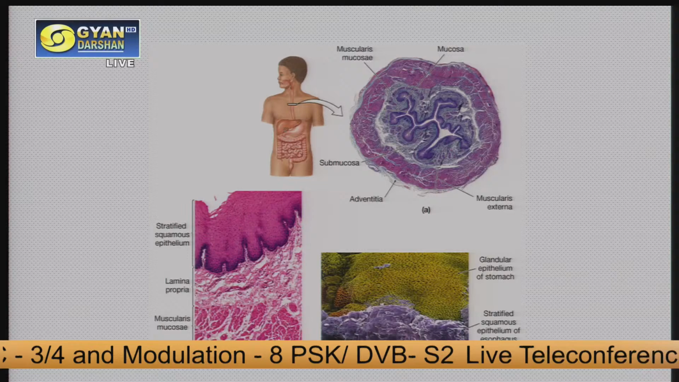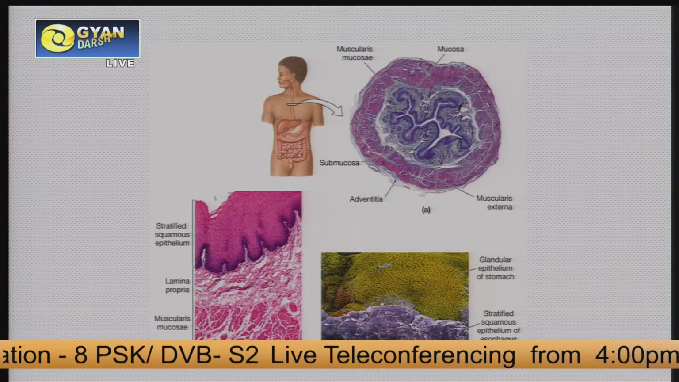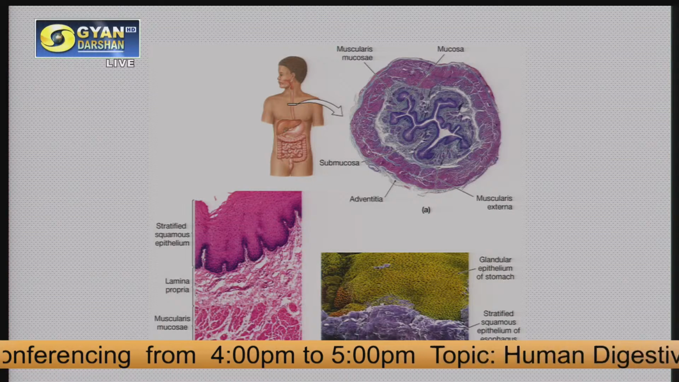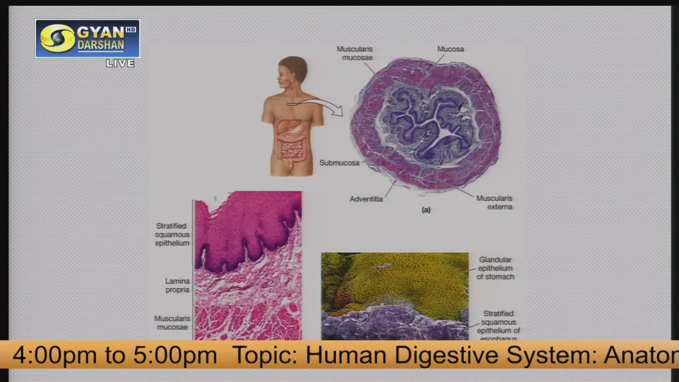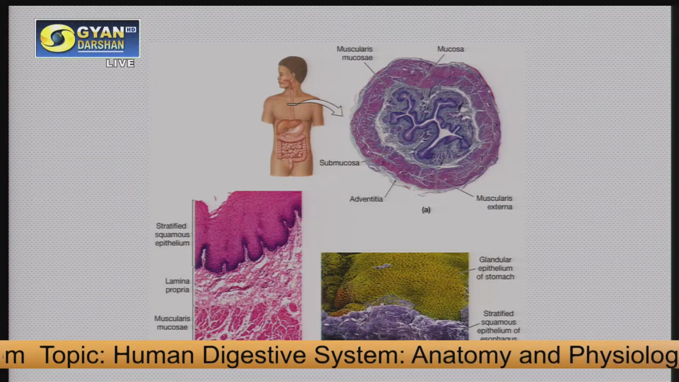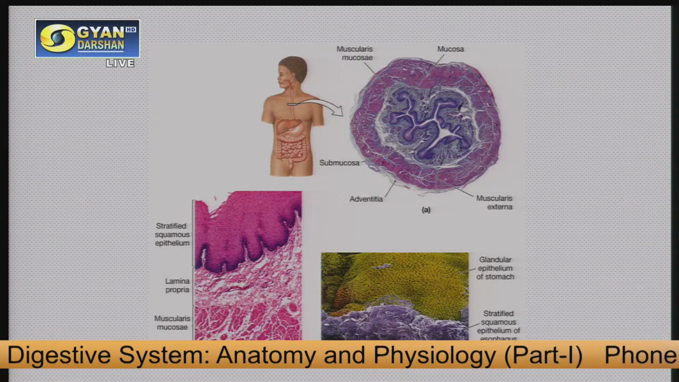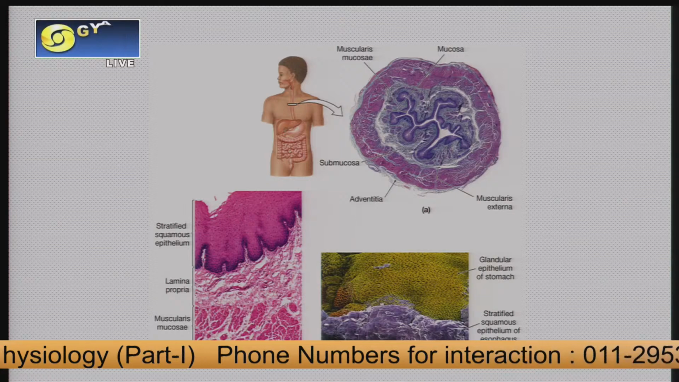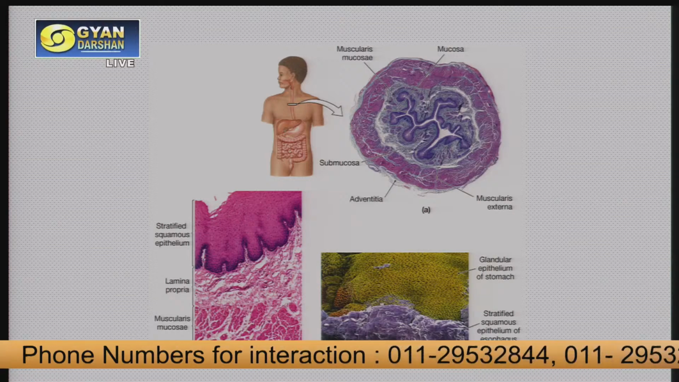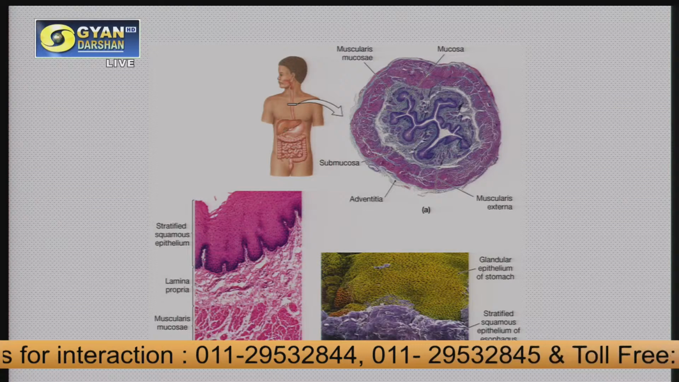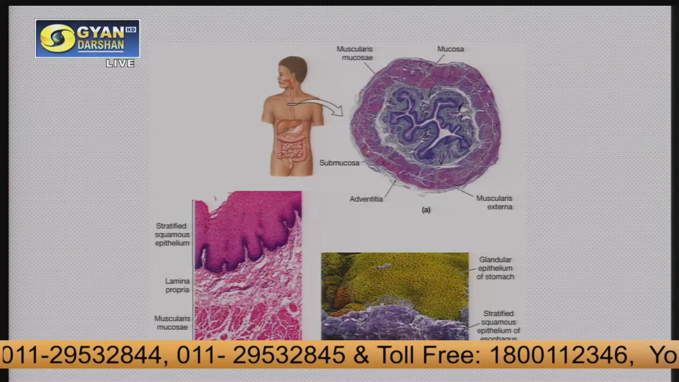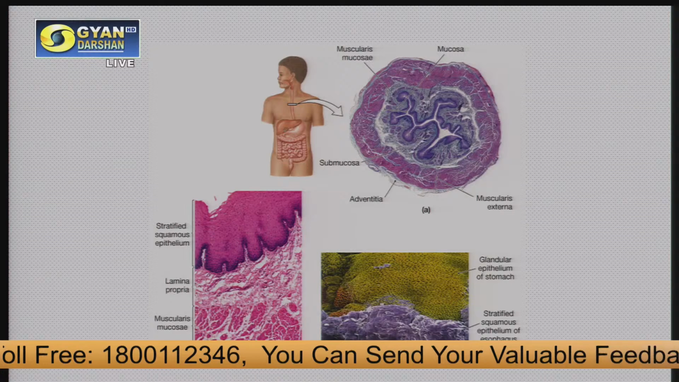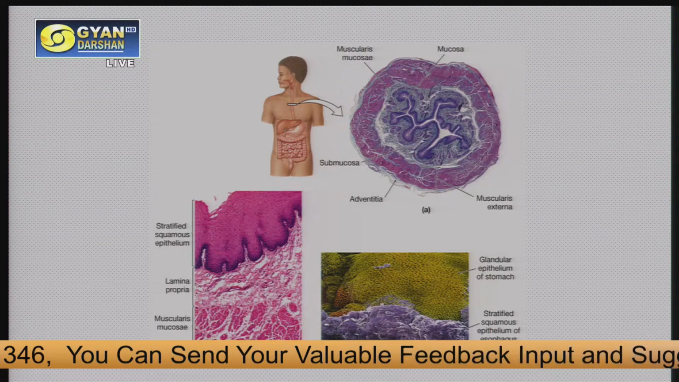Now, this particular diagram is very important, which shows some of the histological layers which are present in our digestive system. Here you can see the outer layer, then the mucosa, and then there is submucosa, then adventitia, then muscularis externa. And there are the epithelial layers. These epithelial layers are stratified squamous epithelium, then lamina propria, muscularis mucosa. So these are the histological structures which you will see in the digestive system.